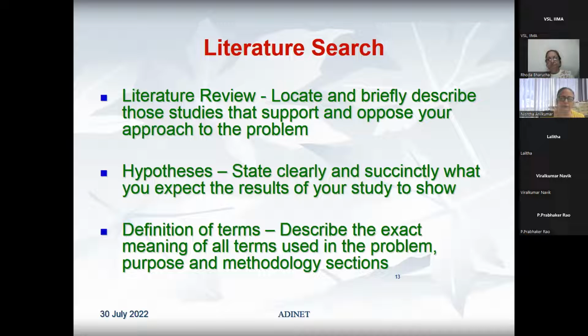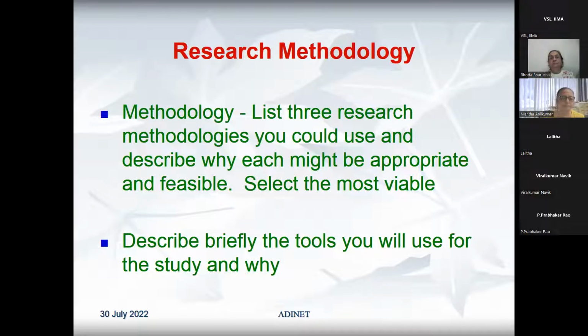Hypothesis: we need to clearly show what results the study expects, and we need to clearly define the terms used in the title or in the research. We also need to mention the research methodologies available and why we are using the most viable one. We need to describe the tools we are going to use and why we are going to use them. These are the basic things we need to do when we plan to carry out research to publish a paper or to carry out doctoral research.